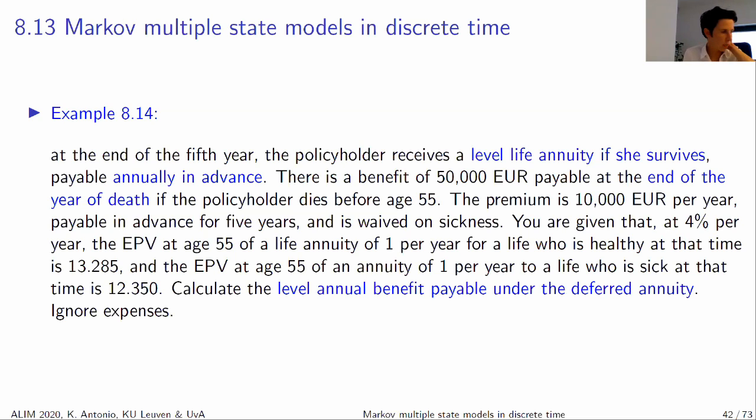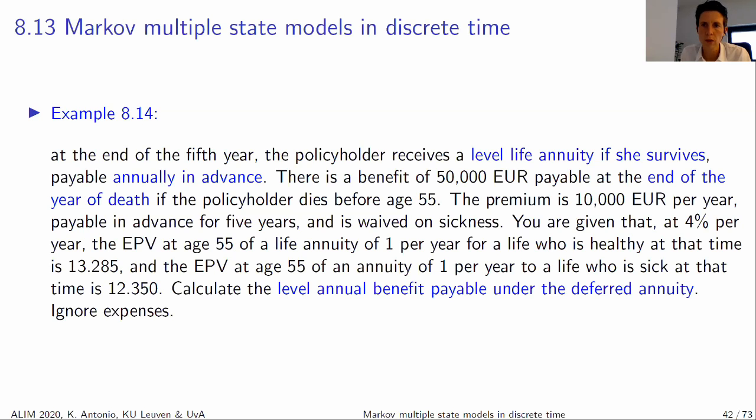At the end of the 5th year, the policyholder receives a level life annuity if she survives, which is payable annually in advance. There's a benefit of €50,000, payable at the end of the year of death if the policyholder dies before age 55. The premium is €10,000 per year, payable in advance for 5 years, waived on sickness. You are given a few things that you can use in your calculations.